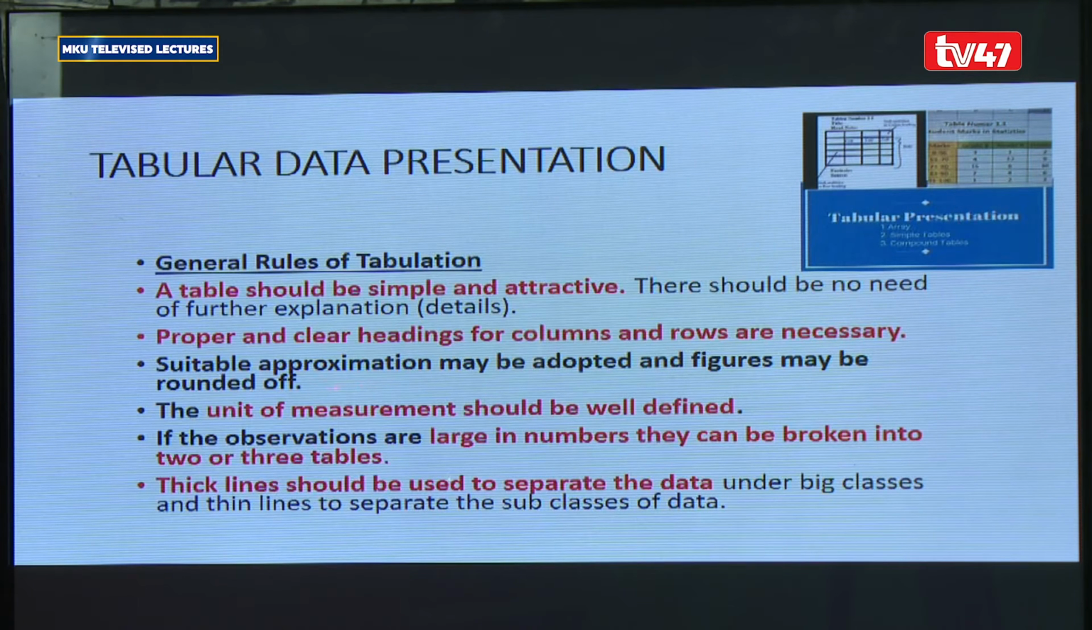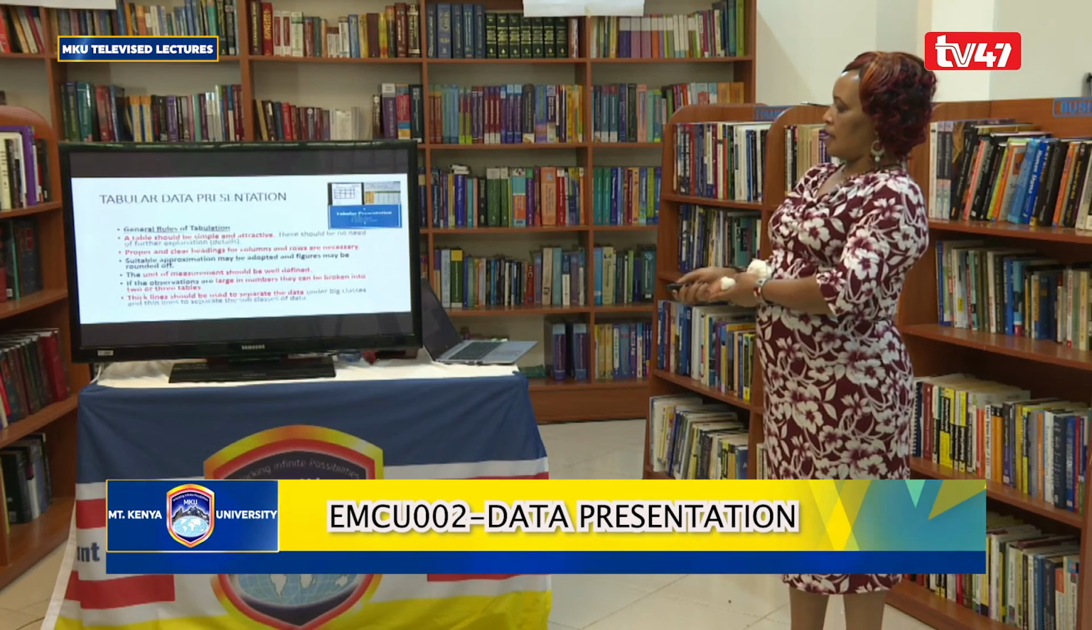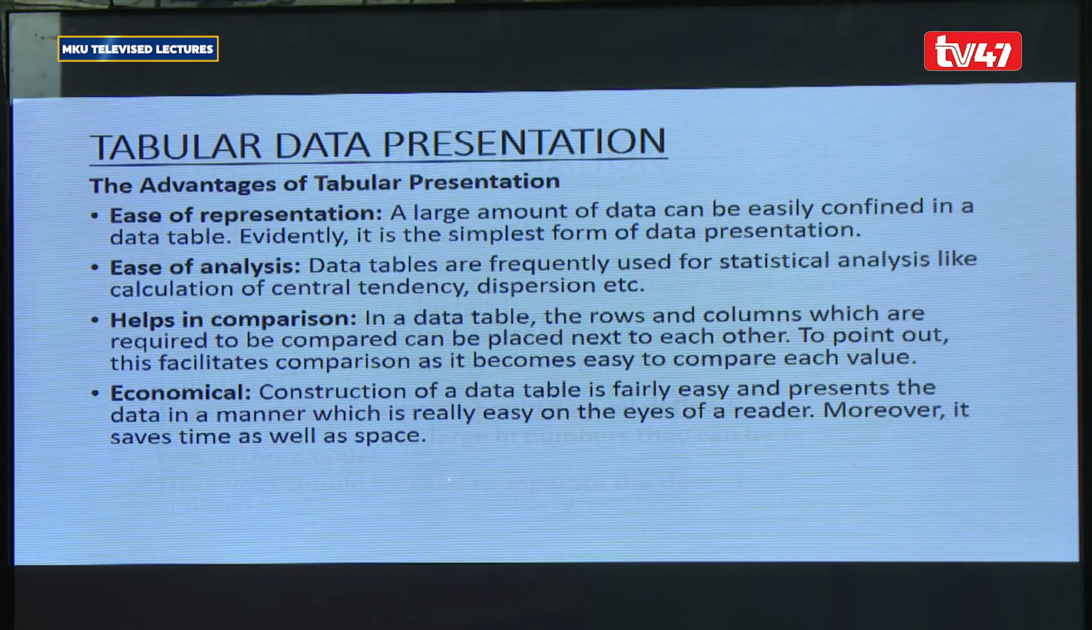There can be approximation, especially where you have numbers that have decimal places, they can be rounded off. Then the unit of measurement must always be provided. What are we measuring? Are we measuring in kilograms? Are we measuring in kilometers? Are we measuring in whatever unit of measurement? That one must be defined very clearly. The observations that are large can be broken into several tables. You can have 2 or 3 tables in one table. But thick lines should be provided where we are separating the data from various types of tables, especially when we have large classes.